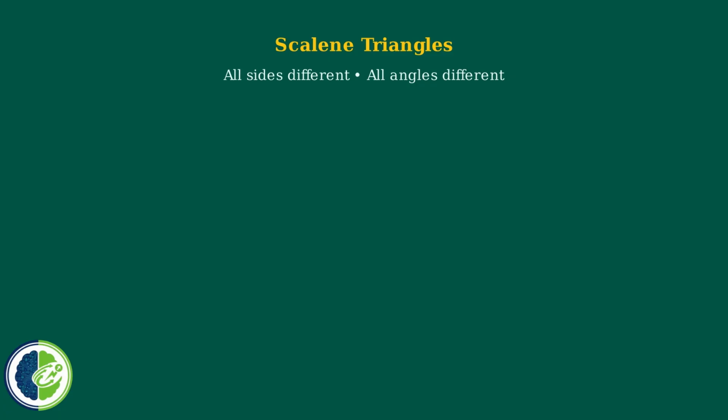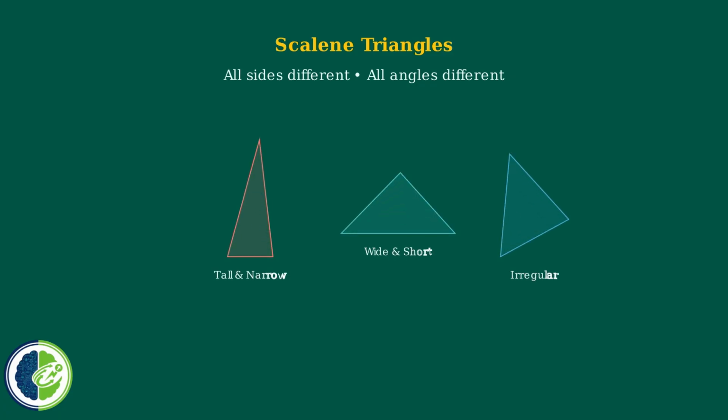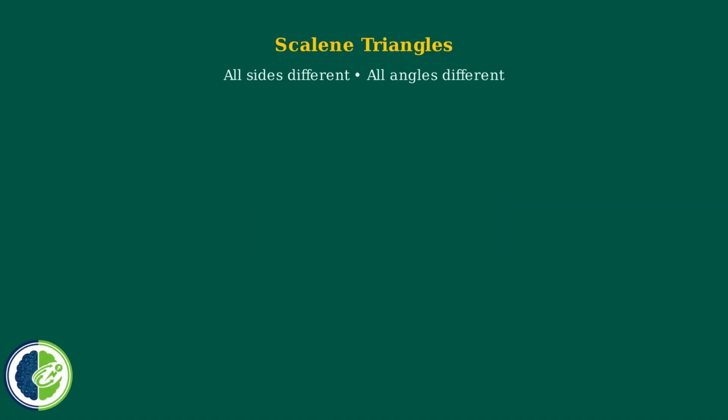Each one is completely unique in its proportions. Here we have 3 very different scalene triangles. One is tall and narrow, another is wide and short, and the third has an irregular shape. Despite their differences, they all share the same property: no equal sides and no equal angles. The key properties of scalene triangles make them the most diverse type of triangle.